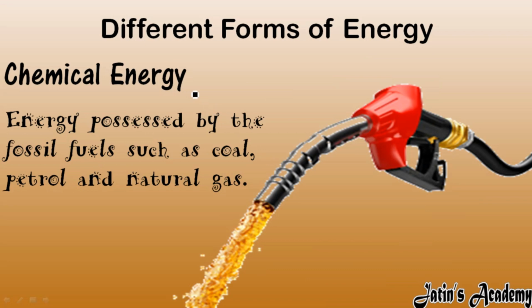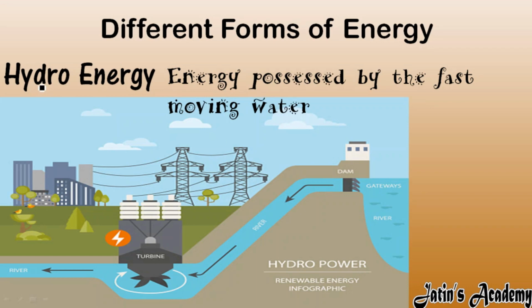Next we have chemical energy. Chemical energy is the energy possessed by fossil fuels. In fossil fuels, carbon is there which on burning produces energy, such as coal, petrol, natural gases. These have energies in the form of chemical energy. Next we have hydro energy. Hydro means related to water. The energy possessed by fast moving water is called hydro energy. Even when the water is standing, that comes under the potential energy part of hydro energy, and moving water comes under the kinetic energy part of hydro energy.